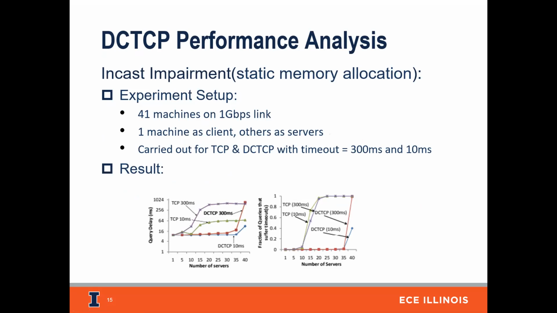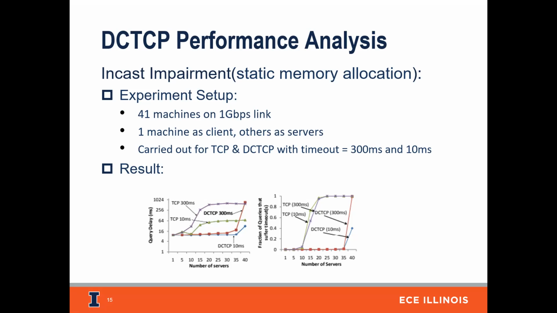Designers of DCTCP analyze its performance with several experiments. The first one is incast impairment, and the experiment setup is listed below. There are 41 machines connected to the Triumph switch with 1 Gbps links. For this experiment, the dynamic memory allocation policy in the switch was replaced with a static allocation of 100 packets to each port. One machine acts as the client and the others act as servers.